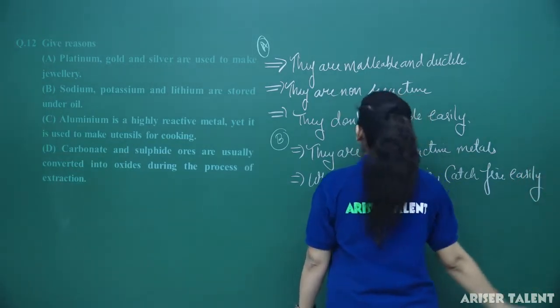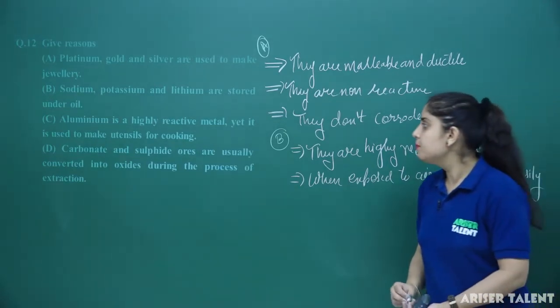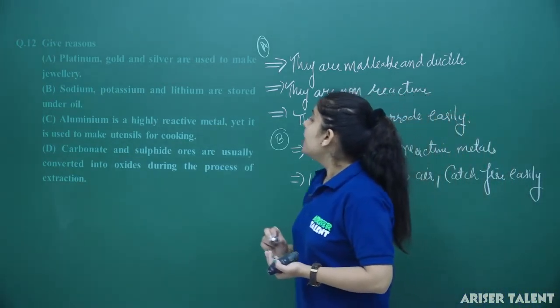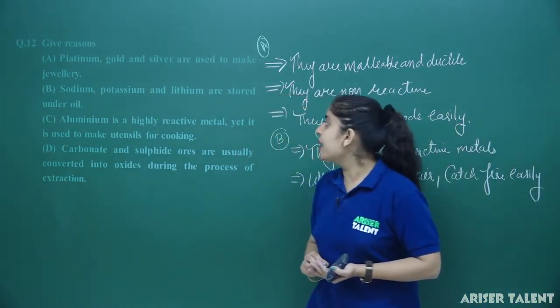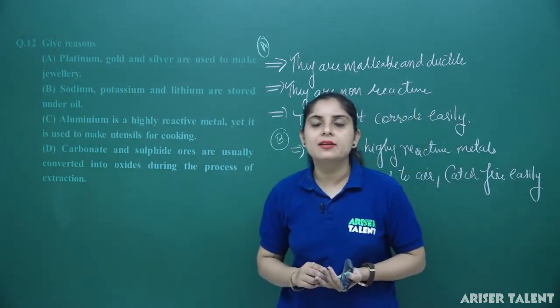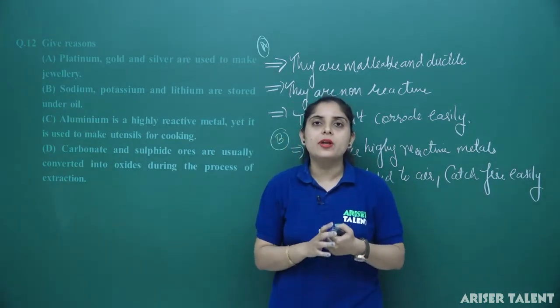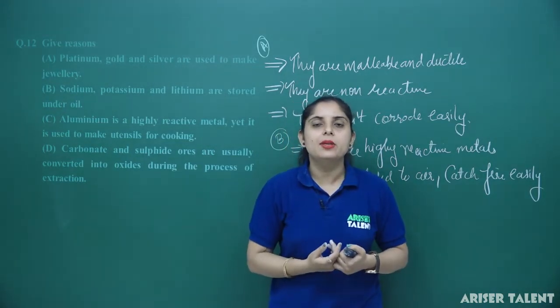So that's why sodium, potassium and lithium are stored under the oil. Third question. Aluminium is a highly reactive metal, yet it is used to make utensils for cooking. So this is a very interesting question: instead of being more reactive, why are we using aluminium utensils?